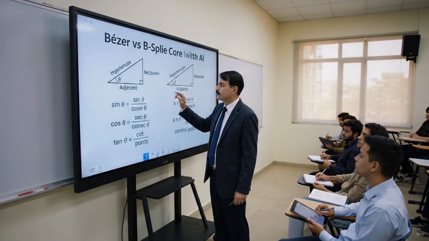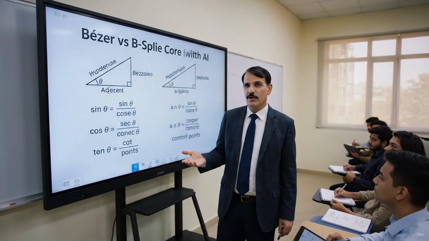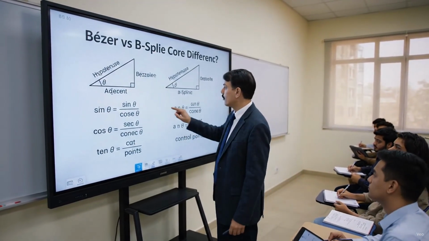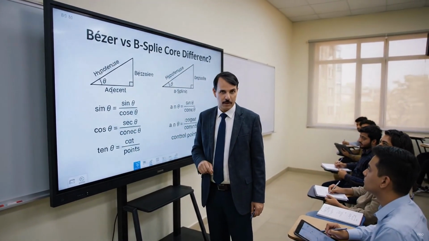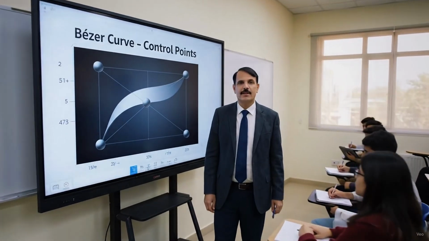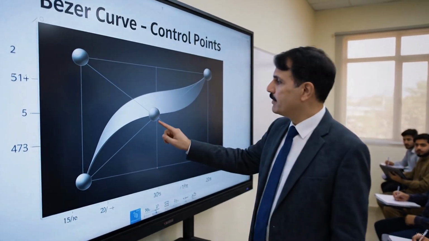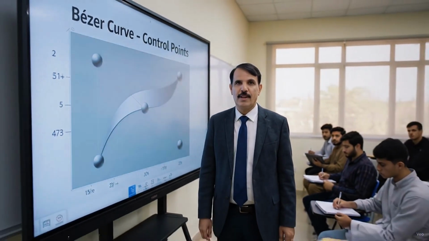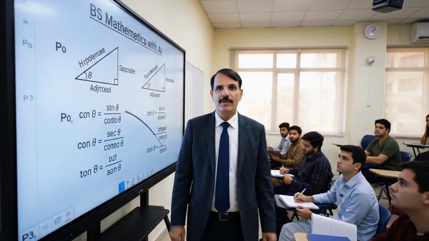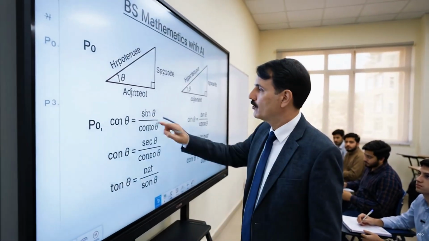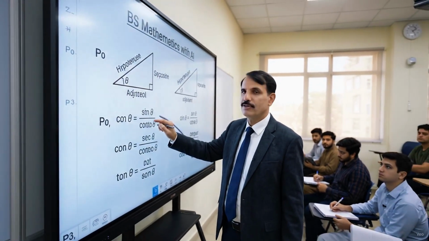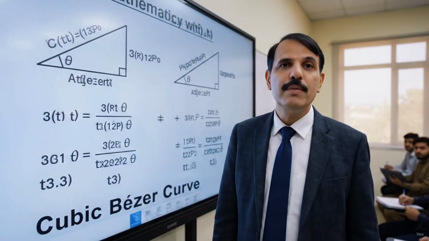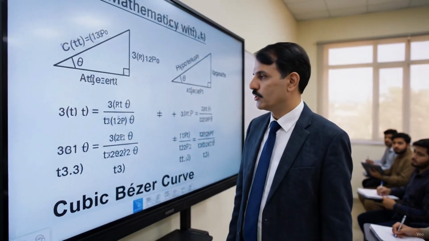At first glance, Bezier and B-spline curves may look very similar because both are controlled by a set of control points. Let us begin with the basic idea of a Bezier curve. A Bezier curve is a parametric curve defined by a collection of control points. Suppose we have control points P0, P1, P2, and P3. These control points determine the shape and direction of the Bezier curve. For a cubic Bezier curve, 4 control points are used.